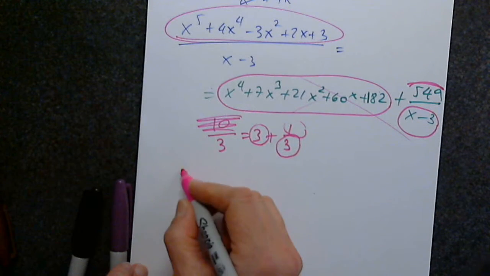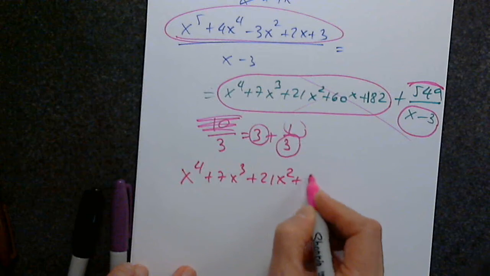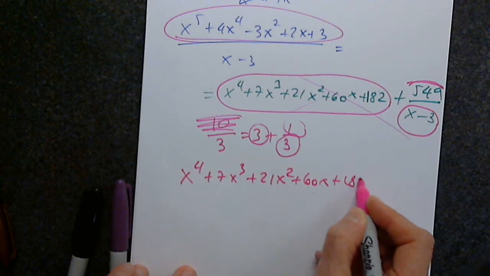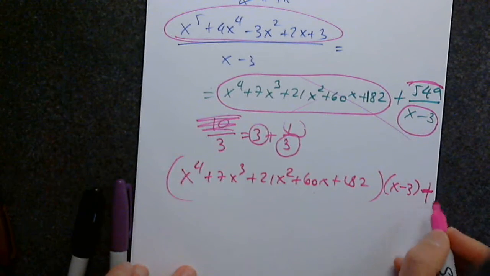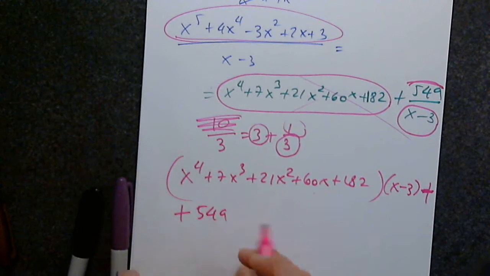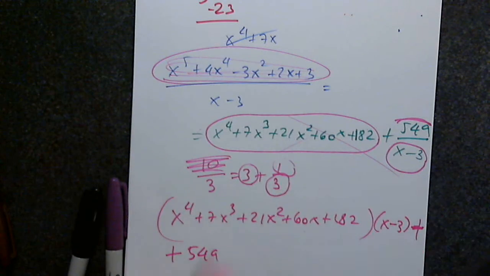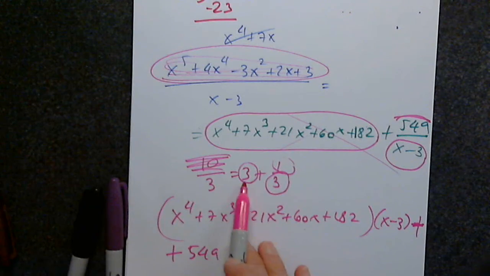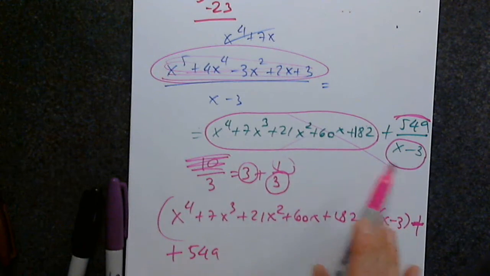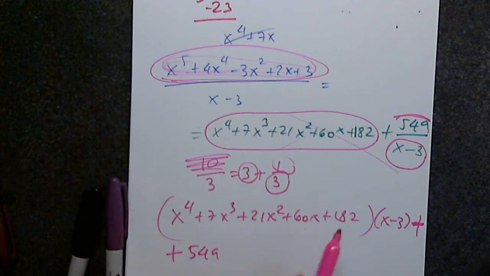So I'm going to multiply x to the 4th plus 7x cubed plus 21x squared plus 60x plus 182 multiplied by x minus 3. And then I'm going to add 549. If I do not get this, then my division is wrong. 3 times 3 plus 1 has to be 10. This times this plus 549 has to give us this. If it doesn't, we have to start from scratch.